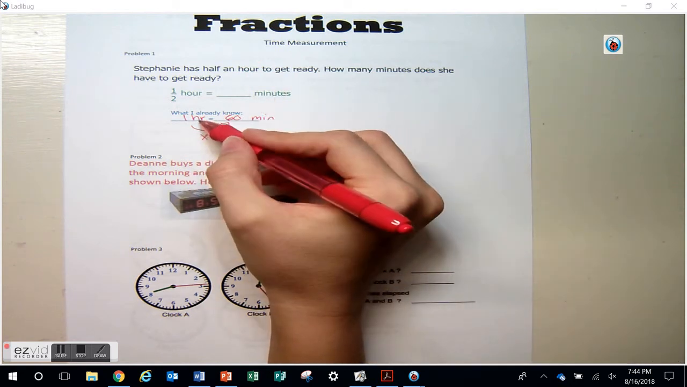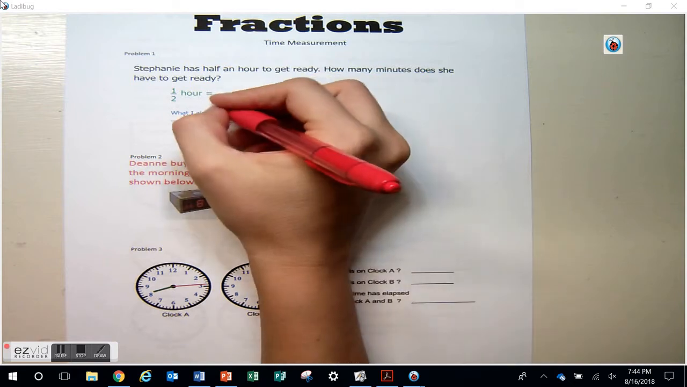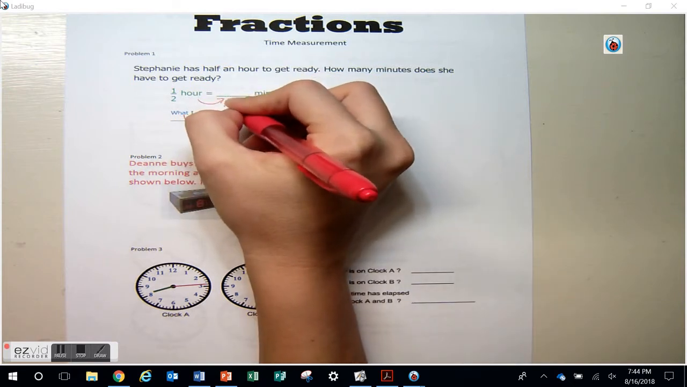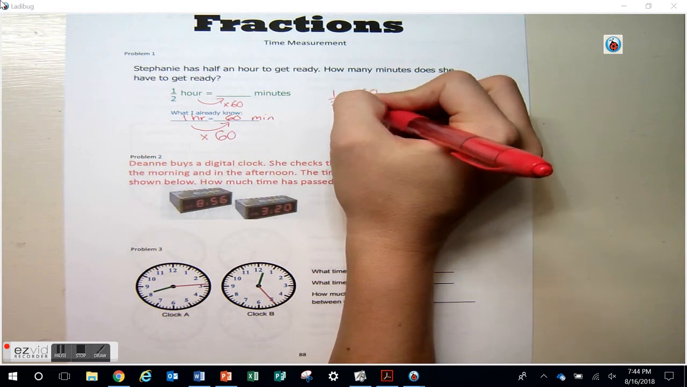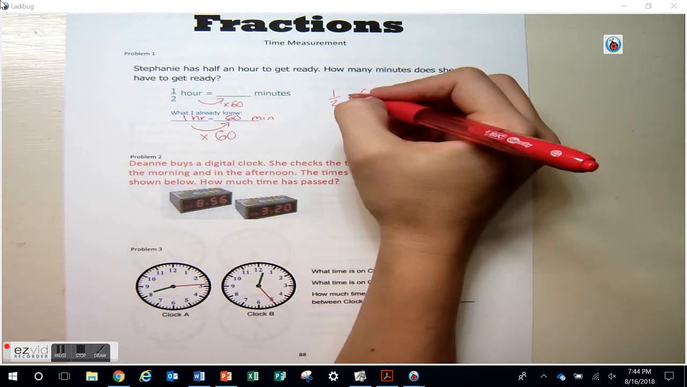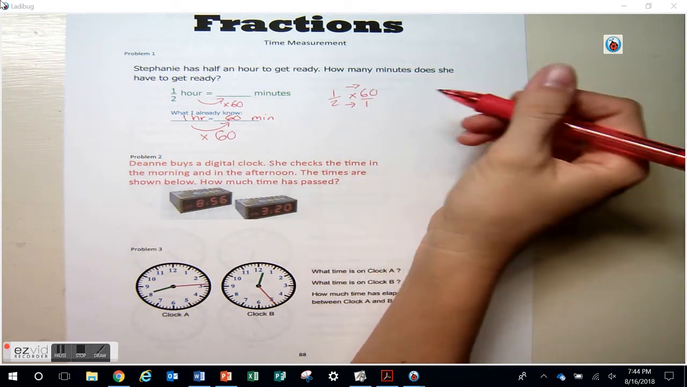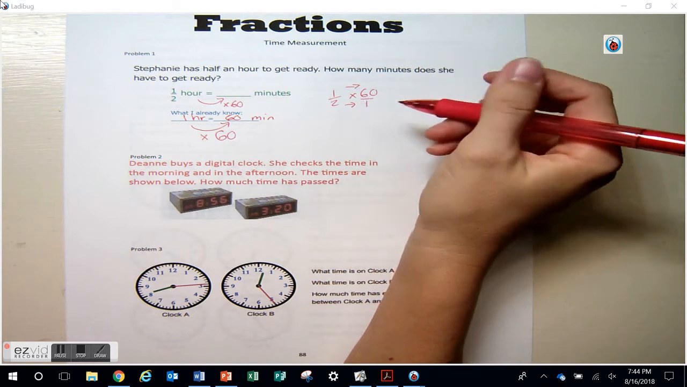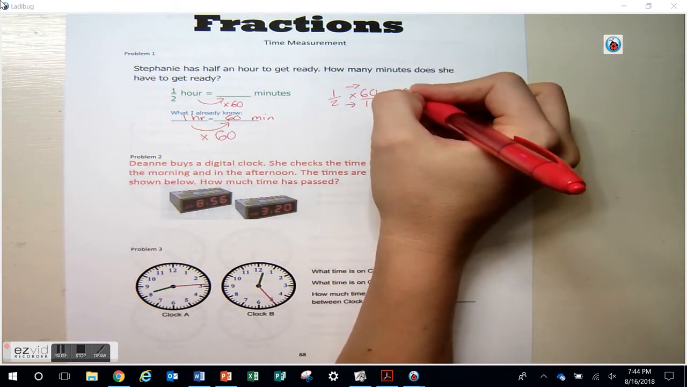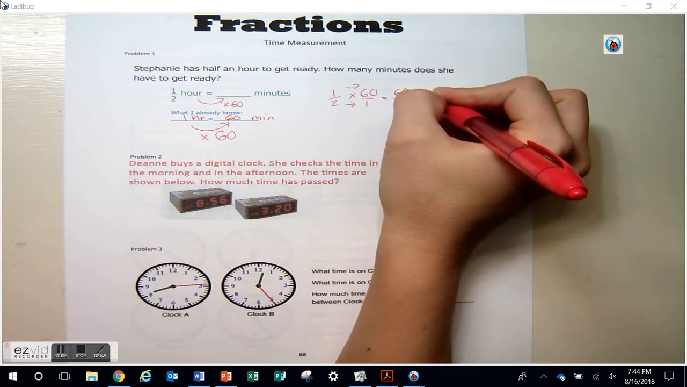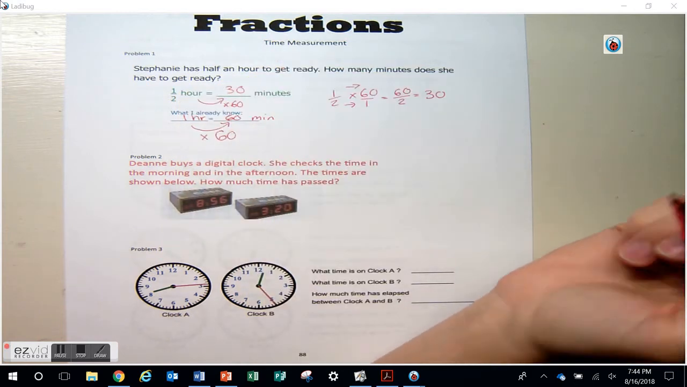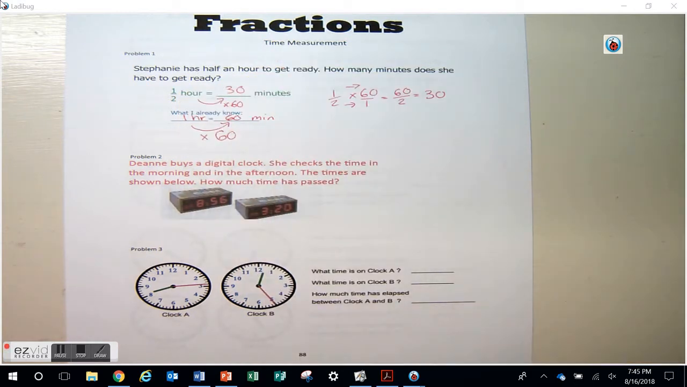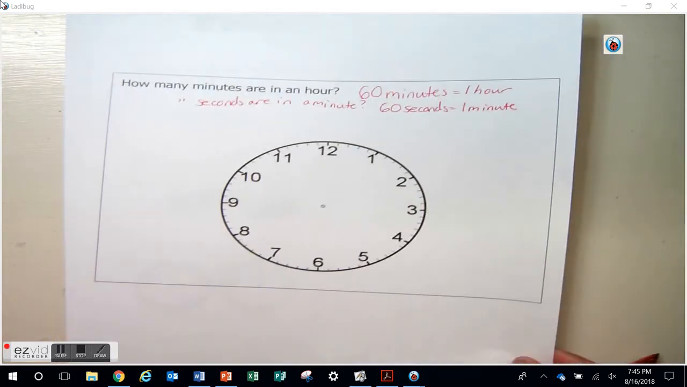The cool thing about this, again, is any time I go from hours to minutes, I get to multiply by 60. 1/2 times 60, we multiply straight across. If you want, you can cross cancel or you can simplify at the end. We get 60 halves, also known as 30. Some of you knew that already. Half an hour equals 30 minutes.